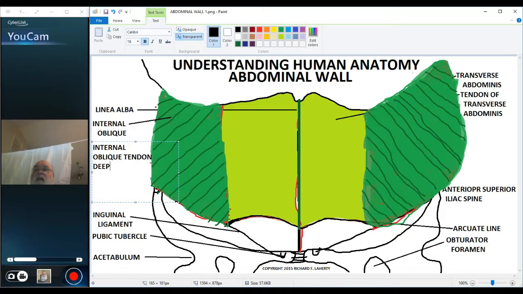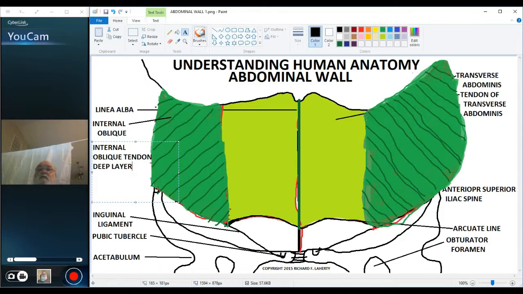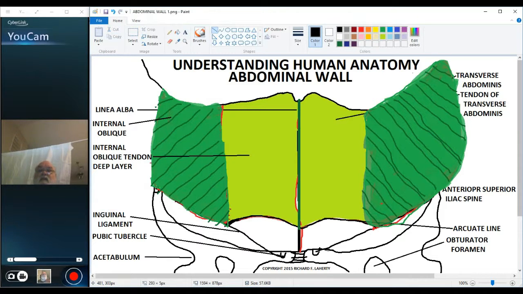And what we're looking at in this view is the deep layer of the internal oblique tendon. So it divides into two, and part of it goes around posterior to rectus abdominis, and part of it goes anterior to rectus abdominis. So bear this in mind, that this is just the deep layer of the internal oblique tendon.